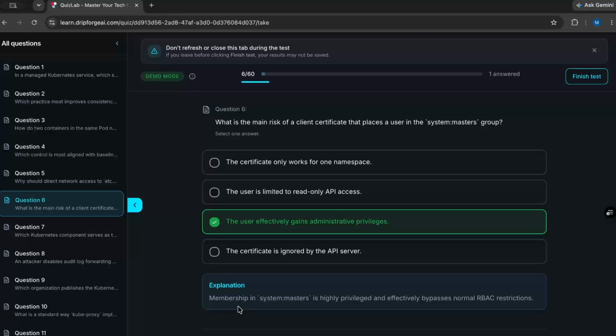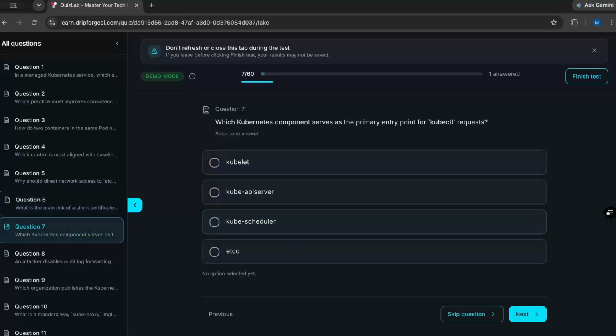So what is the explanation? The explanation: membership in system masters is highly privileged and effectively bypasses normal RBAC restrictions. Exactly. So it can bypass any restriction that you've put in your cluster. So don't do that, it's very risky to do that. Okay, so let's move on to question number 7.